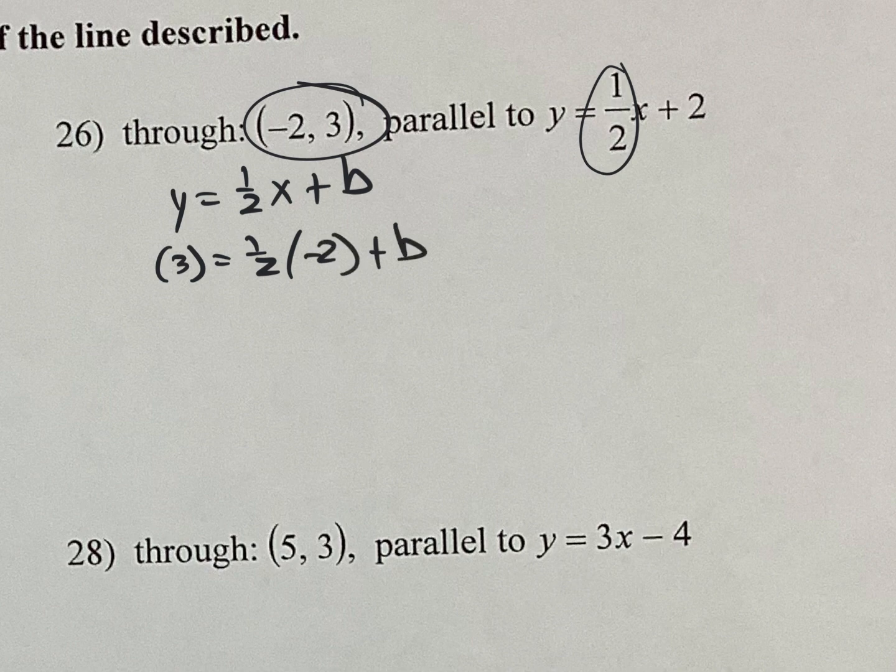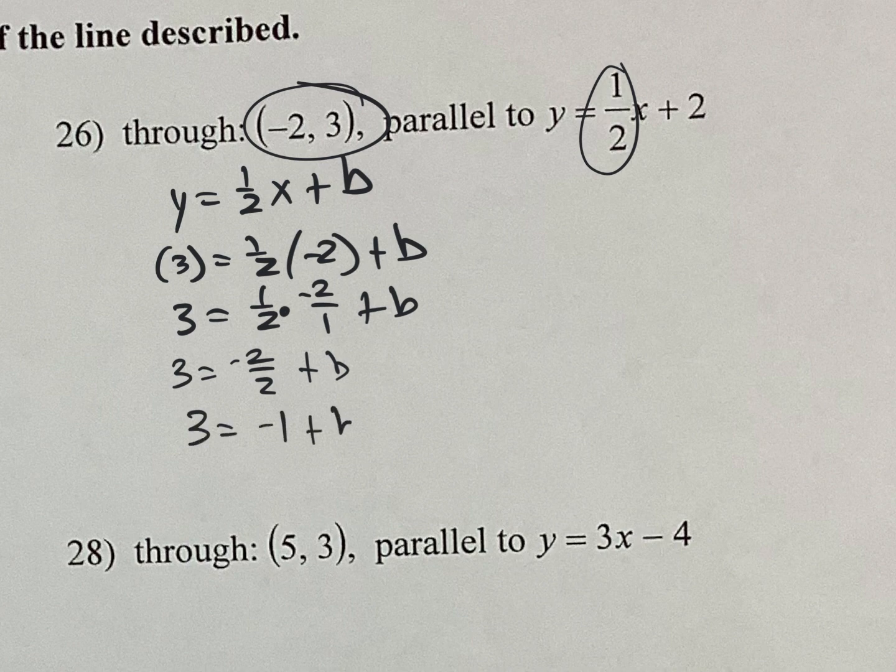Now you solve it. So we have 3 equals 1/2 times negative 2 over 1. And again, you can reduce diagonally, or you can just go ahead and multiply if you want. So that's negative 2 on the top and 2 on the bottom. So 3 equals negative 2 over 2. 3 equals negative 1 plus b. So add 1 to the left. Your y-intercept is 4. So rewrite the equation. Y equals 1/2 x plus 4.